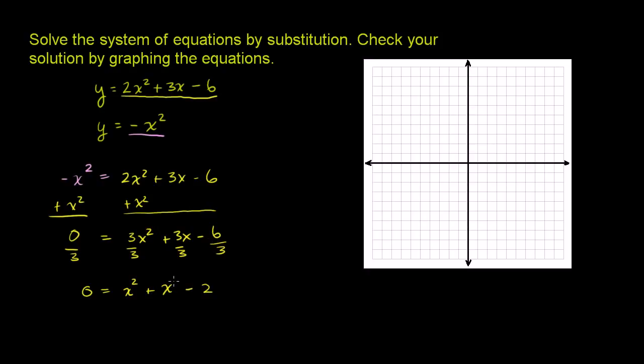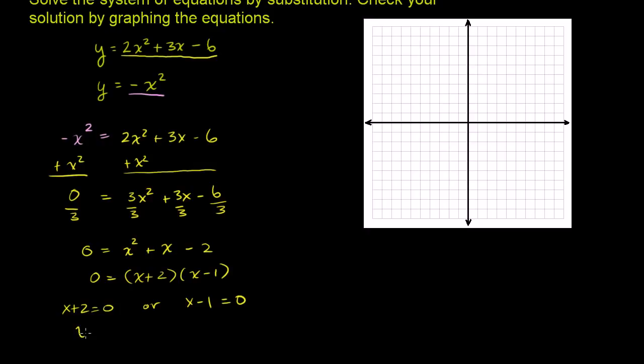We could do the quadratic formula or complete the square, all sorts of crazy things. But this is actually very factorable. 0 is equal to two numbers, let's see, 2 and negative 1. When you multiply them, you get negative 2. When you add them, you get positive 1. So this is x plus 2 times x minus 1. So that tells us x plus 2 is equal to 0, or x minus 1 is equal to 0. Subtract 2 from both sides of this and you get x is equal to negative 2. Or add 1 to both sides of this, x is equal to 1. So these are our two solutions: x is equal to negative 2, or x is equal to 1.